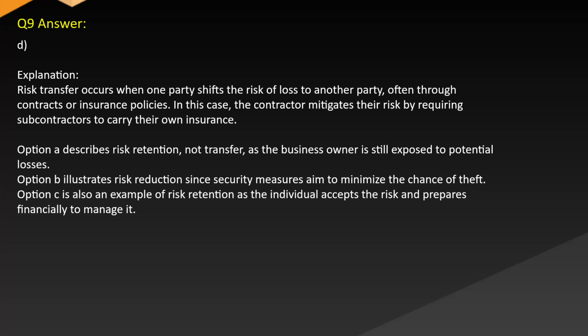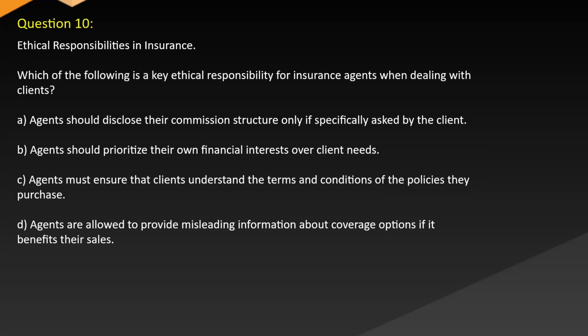Option C is also an example of risk retention as the individual accepts the risk and prepares financially to manage it. Question 10. Ethical responsibilities in insurance. Which of the following is a key ethical responsibility for insurance agents when dealing with clients? A. Agents should disclose their commission structure only if specifically asked by the client. B. Agents should prioritize their own financial interests over client needs. C. Agents must ensure that clients understand the terms and conditions of the policies they purchase. D. Agents are allowed to provide misleading information about coverage options if it benefits their sales.